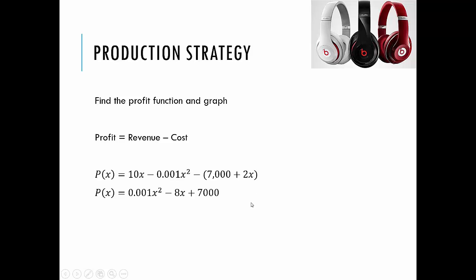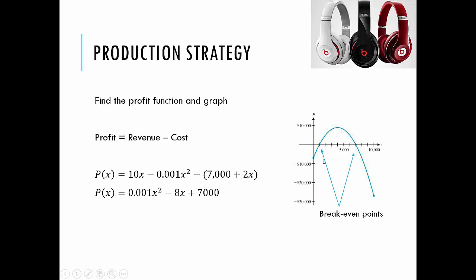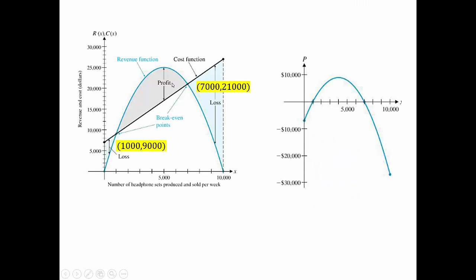Okay, don't forget that. And then I can look at the graph of just profit, and where it's hitting the x-axis is actually my break-even points. So if I'm above, I'm making money. If I'm below, I'm losing money. You can also see that in our revenue and cost graph, where our profit is above these break-even points.